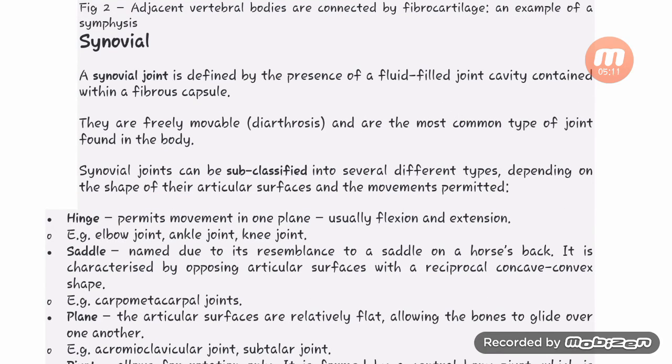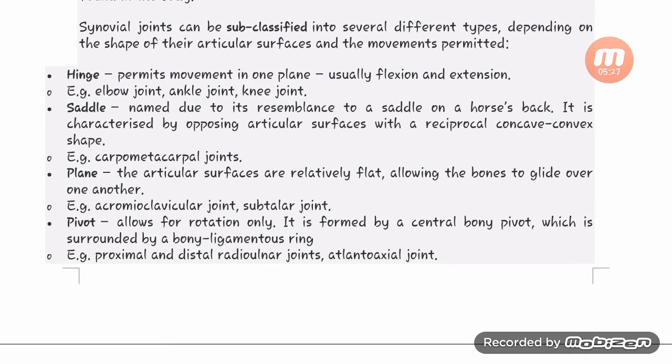A synovial joint is defined by the presence of a fluid filled joint cavity contained within the fibrous capsule. They are freely movable and they are the most common type of joint found in the body, like hinge, saddle, plane, pivot. These joints all are synovial joints.